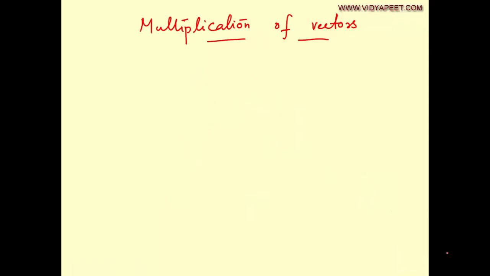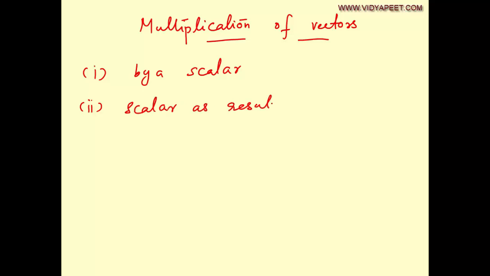So next we are going to see multiplication of vectors. In multiplication of vectors we are going to see three categories. One, multiplication of a vector by a scalar. Two, we multiply two vectors to get a scalar as the result. And three, multiplication of two vectors to get a vector as the result. And we will see what it is.